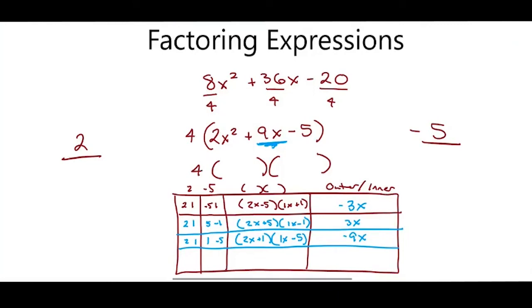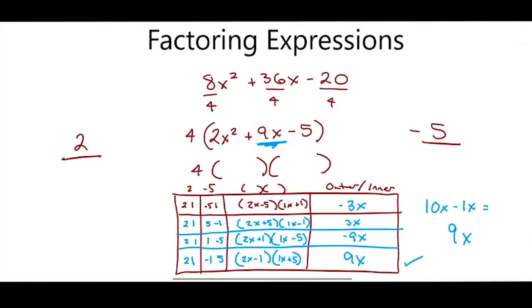So that means I'm going to do 2 and 1, and then I'll do -1 and +5. So I'll make my parentheses. So I'll do 2x minus 1 and 1x plus 5. So if I do my outer and inner terms, my outer terms will be 10x. My inner terms will be minus 1x. Well, that equals positive 9x. So this is the solution.